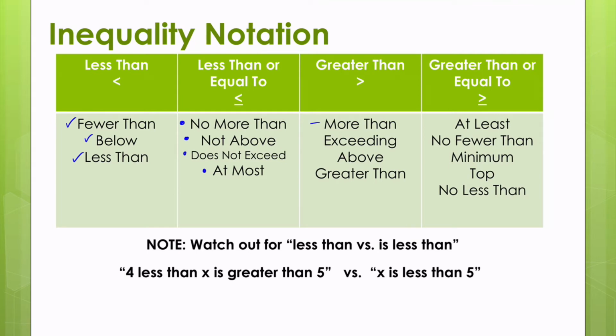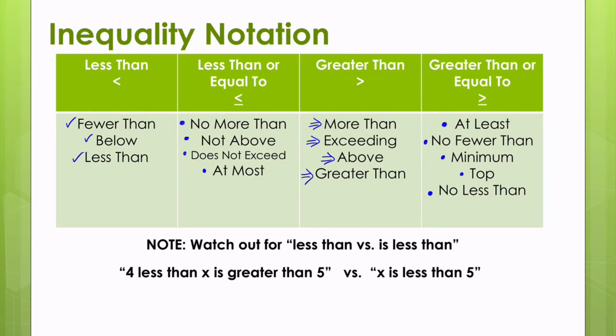For greater than, I've got more than, exceeding, above, greater than. All of these are going to be used to represent that greater than symbol. And then greater than or equal to, we've got at least, no fewer than, minimum, top, or no less than. And we'll be talking about some more examples as we go through our lessons as well.